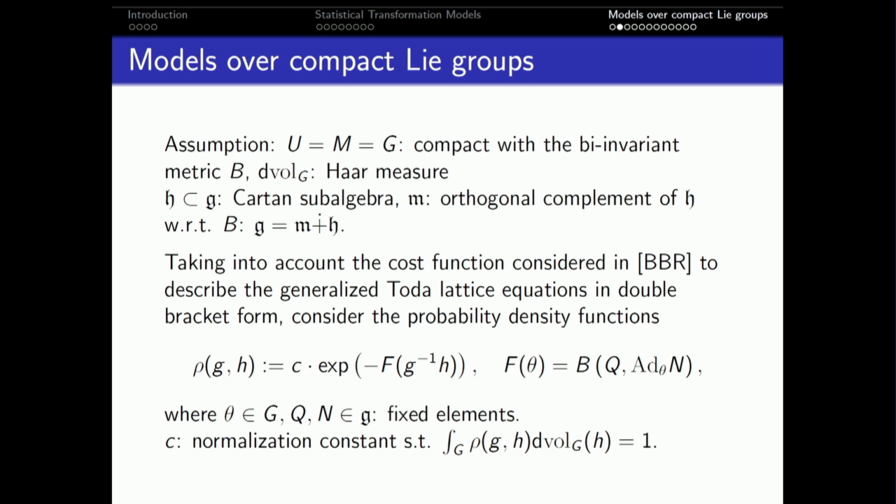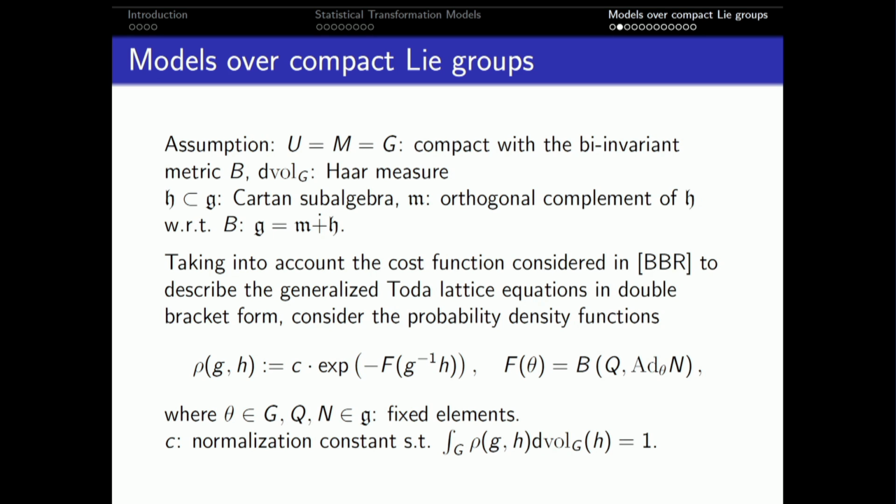And of course, there are many different types of choices. But here, we are motivated by a completely different point of view. Namely, there is a result by Brockett and Ratiu to describe the generalized Toda lattice equations in the framework of the double bracket equations. They describe the Toda lattice as a double bracket equation, which is actually an expression of a gradient flow on certain compact Lie algebras.